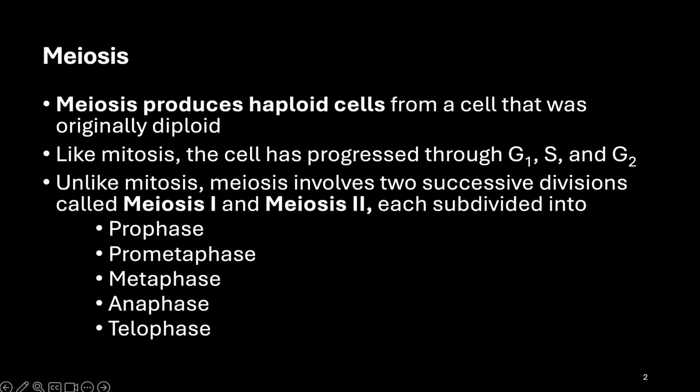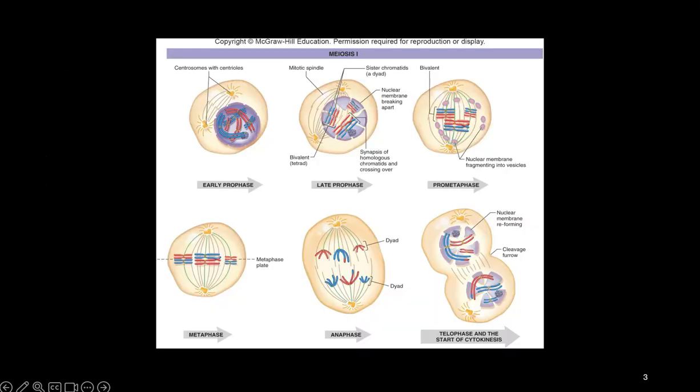This video will cover the topic of meiosis. At a broad level, meiosis and mitosis are quite similar. Cells that undergo meiosis progress through the cell cycle steps, and in meiosis, individual steps have the same names as those in mitosis. However, a key difference is that there are two phases of meiosis, each with the five steps that we previously discussed in meiosis.